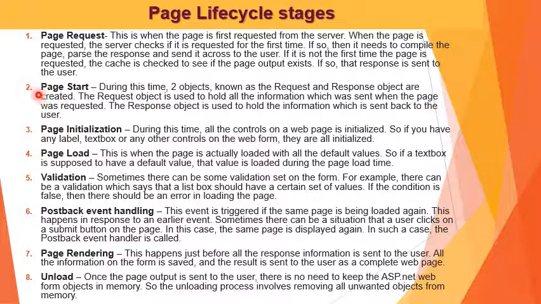So at the page start, two objects, the request and response objects, will get created. The request object is used to hold all the information which was sent when the page was requested, and the response object is used to hold the information which is sent back to the user.